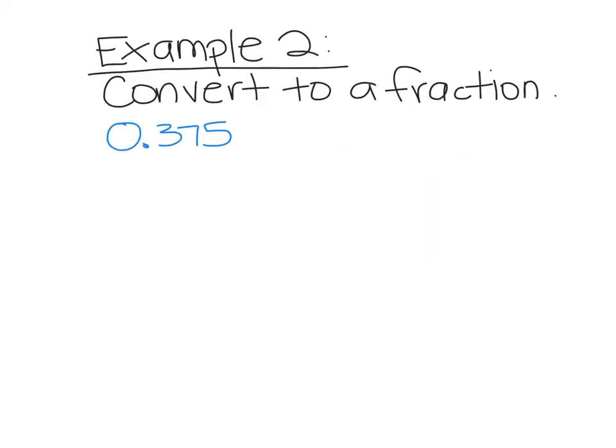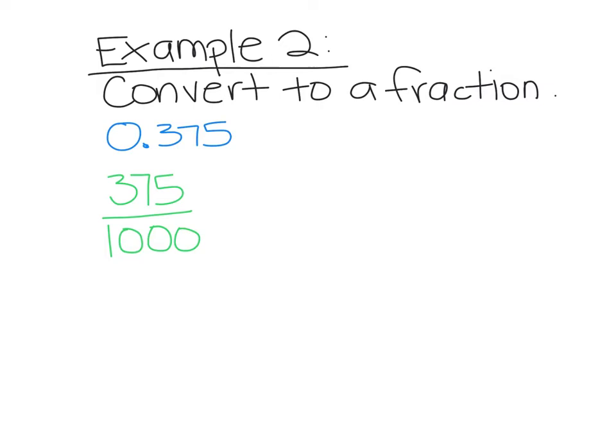Example 2. I'm going to convert 0 and 375 thousandths into a fraction. First, I'm going to write 375 as my numerator, and in the denominator is a power of 10. Since I have 1, 2, 3 digits, I need 3 zeros. So it's going to be over 1,000.